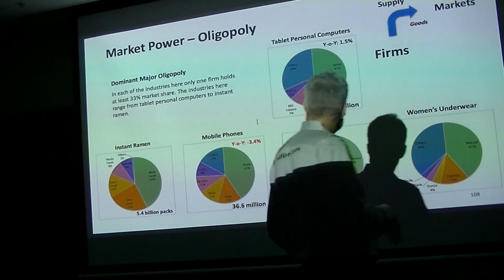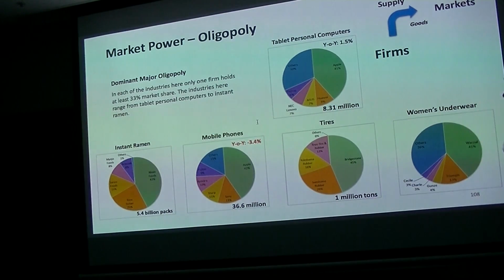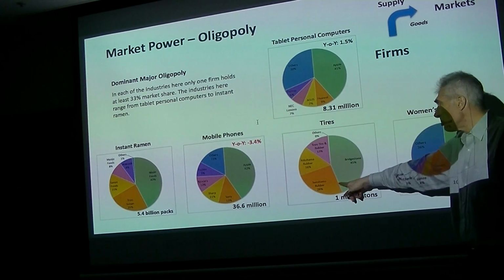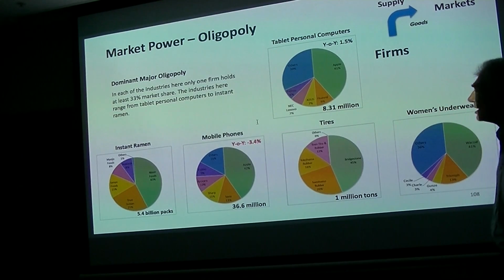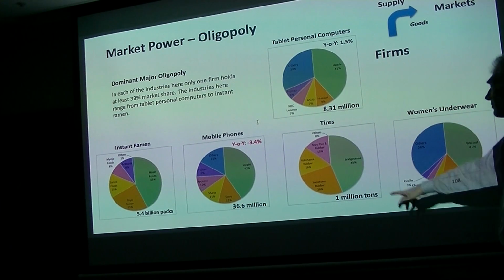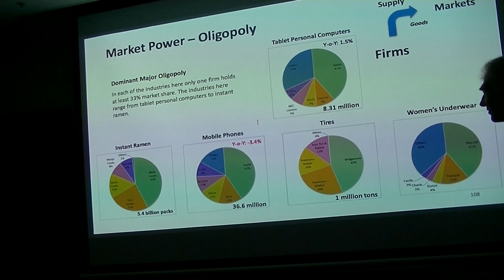Here's tires. We've got Bridgestone, Sumitomo Rubber, pretty dominant. It's over 70%, but only one firm with at least, Bridgestone with 45%.